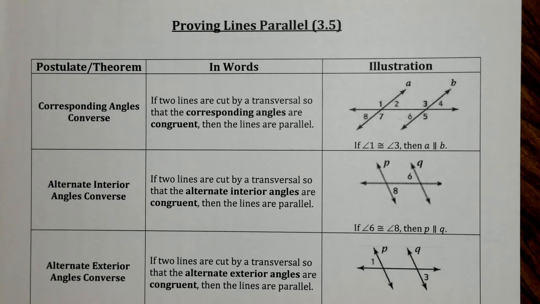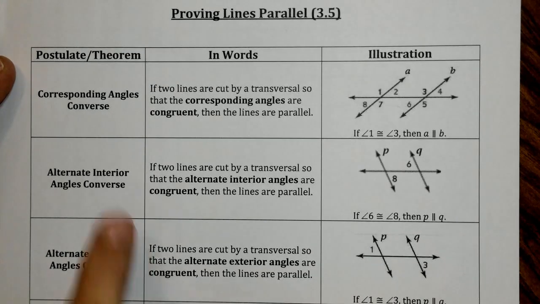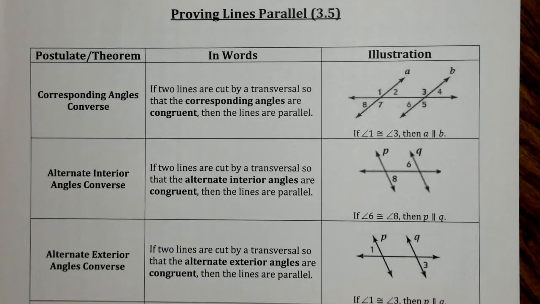We are now going to do the converse. We're going to say these corresponding angles are congruent, therefore the lines are parallel. So we're going to switch those around. Guys, all it is, is figure out what kind of angles you have and throw the word converse. That's the theorem or postulate that we're going to have.